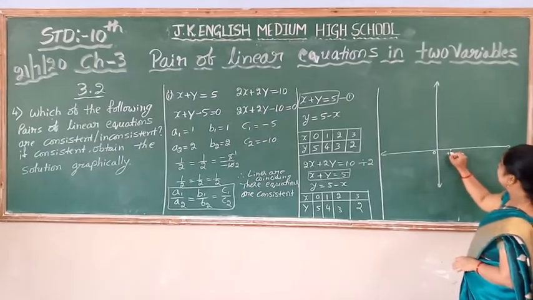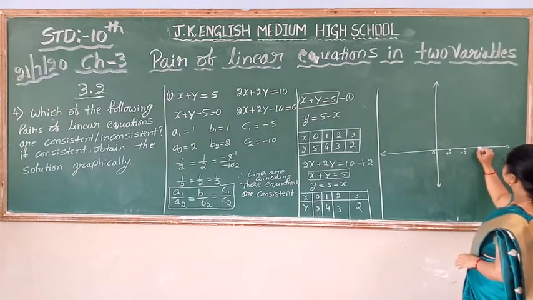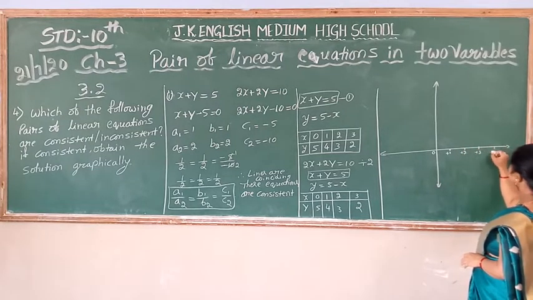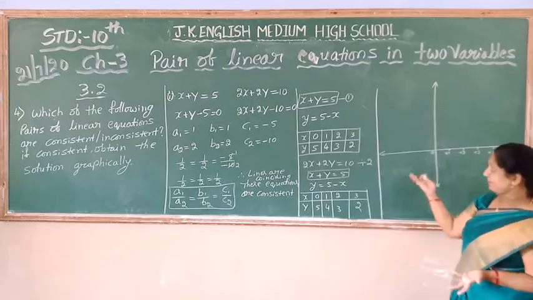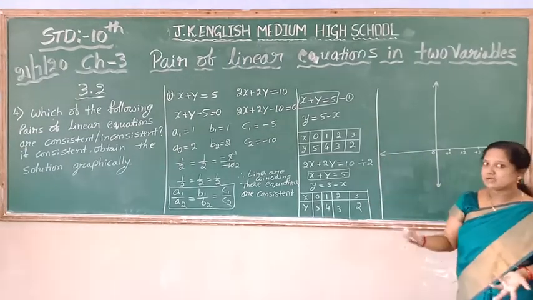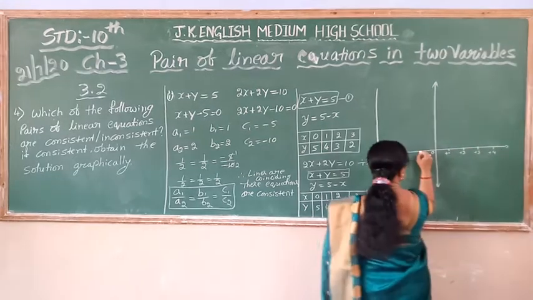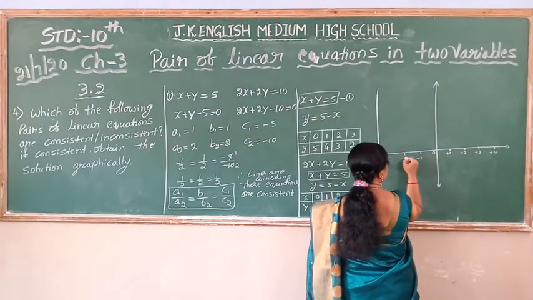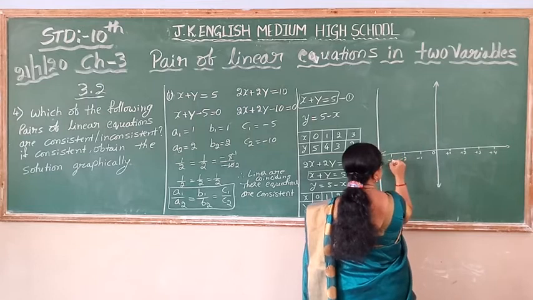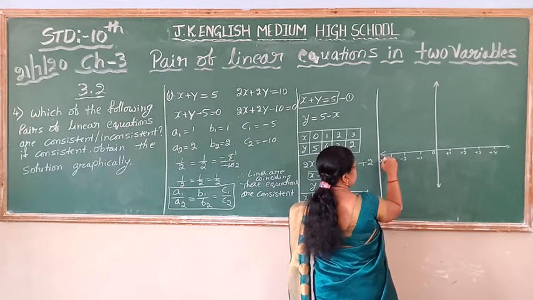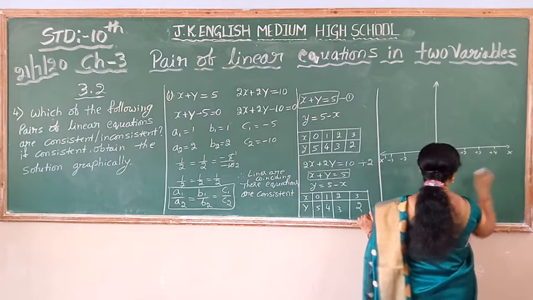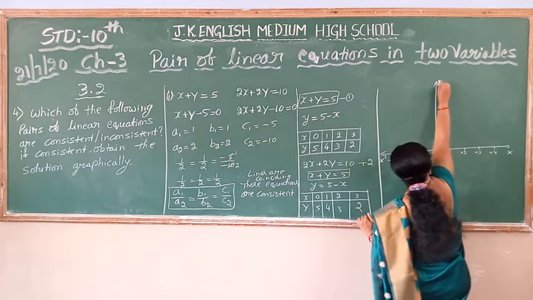1, 2, 3, 4. On this side, how many do you want? Negative values are not necessary, they are not there in the column, but at least some: minus 1, minus 2, minus 3. You give names: this is x dash, the x axis, and this is y dash, the y axis.